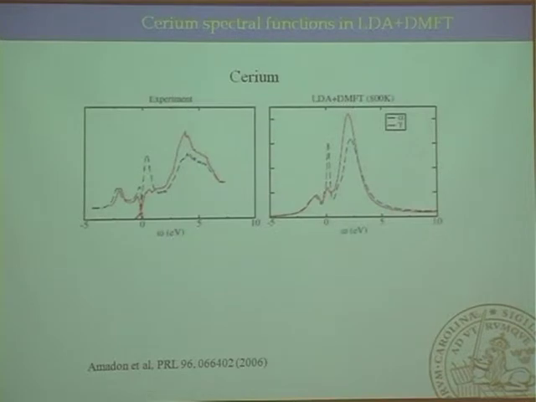On the other hand, if you do DMFT, LDA plus DMFT results, compared with experiment over the two phases, alpha and gamma, DMFT is quite capable of describing the correct reduction of the quasi-particle peak at the Fermi level.